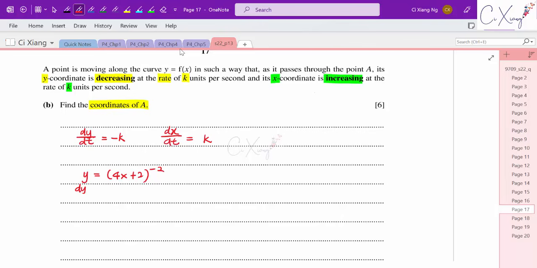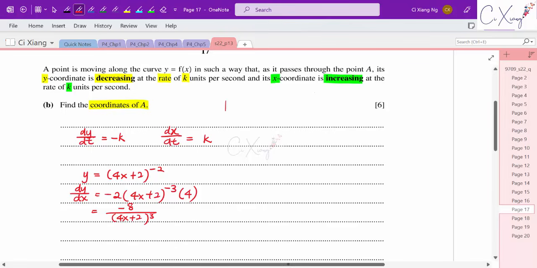Okay, I try to get the differentiation first. dy/dx will be equal to, bring the power in front, copy the bracket, power minus 1. And you differentiate the thing inside the bracket, you get a 4. If I further simplify it, then I should have negative 8 over (4x plus 2) power 3. Okay, so now these are all the information that I have for now.